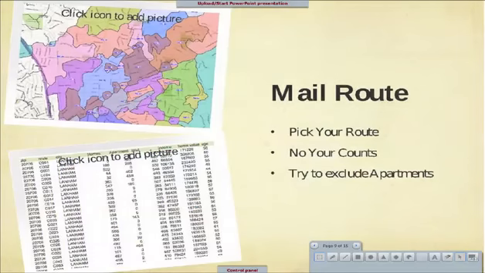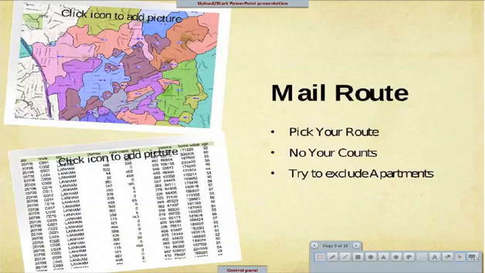Okay, so the mail route. You're going to pick your mail route, you're going to know your counts, and then you're going to try to exclude, as much as possible, mail routes that have a lot of apartment buildings, because when you're doing EDDM, you cannot exclude apartment buildings. As you can see here in the bottom left-hand corner, and we're going to look at this a little closer in a moment, this is broken down into number of homes and apartment buildings. So you're going to want to exclude mail routes that have a lot of apartment buildings, because that is, again, not going to be targeting your ideal prospect.